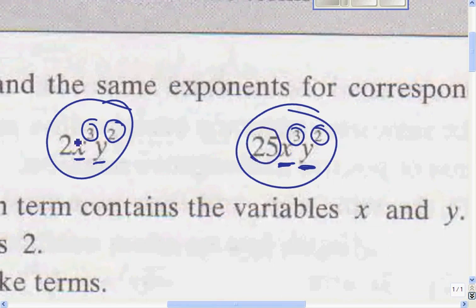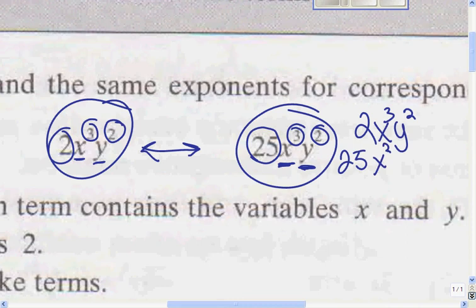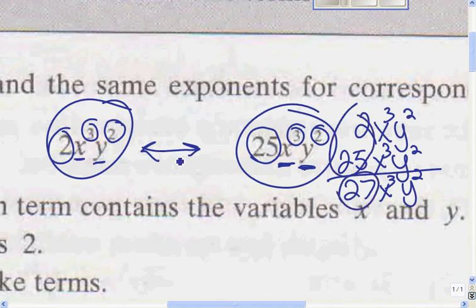Even though the numbers are different, these two expressions can be added or subtracted because the variables and the exponents of the variables are the same. So if we were to add 2x to the third y squared with 25x to the third y squared, we would get 27x to the third y squared. Notice we don't add the variables, we just add the numbers. These are like terms because they have the same variable and the same exponents.